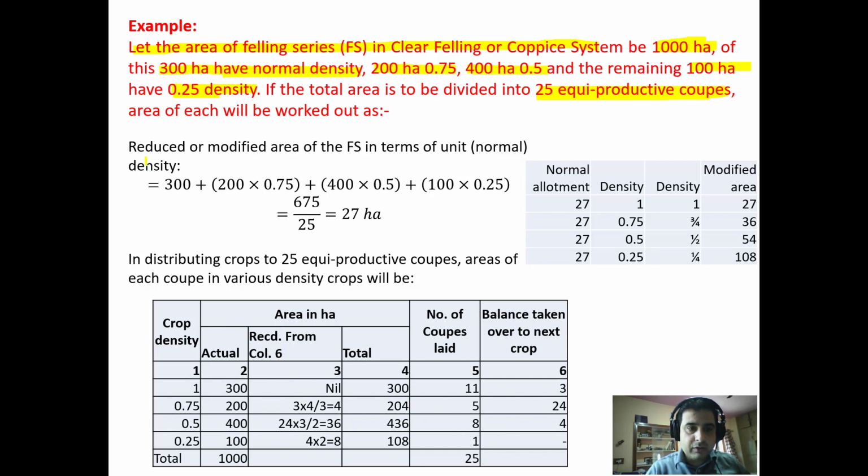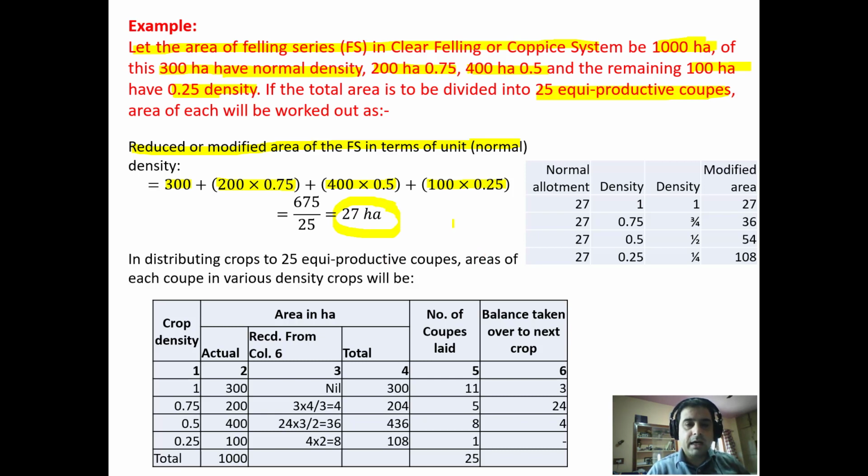So how are we going to calculate this reduced or modified area of the felling series? This is 300 here having normal density, so we will multiply it with 1, and it will remain the same. For 200 we have a density of 0.75, so we multiply 200 with 0.75. Then we have 400, which we multiply with 0.5, and we have an area of 100 that has a density of 0.25. So ultimately we get 27 hectare. So 27 hectare is the normal allotment.